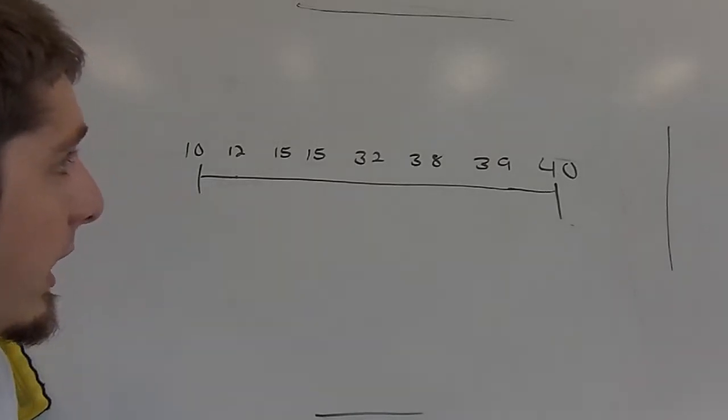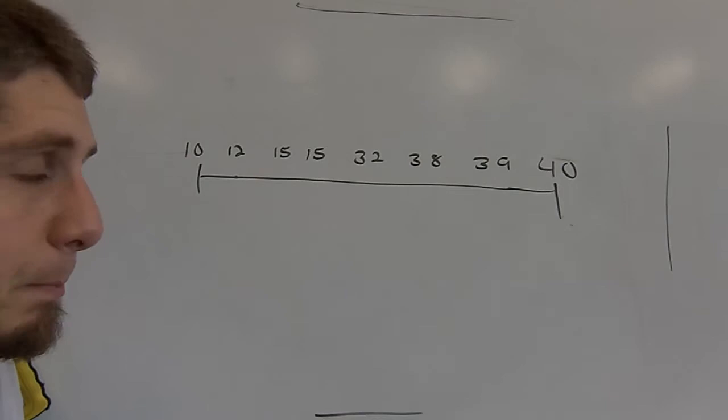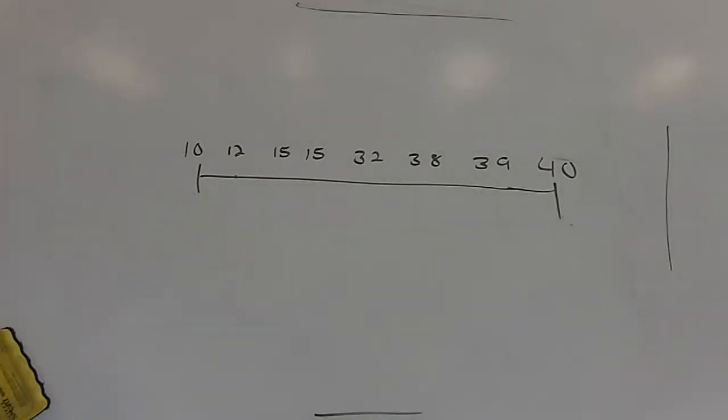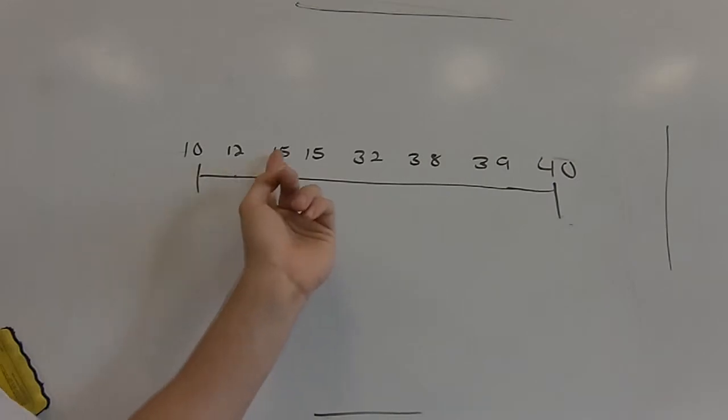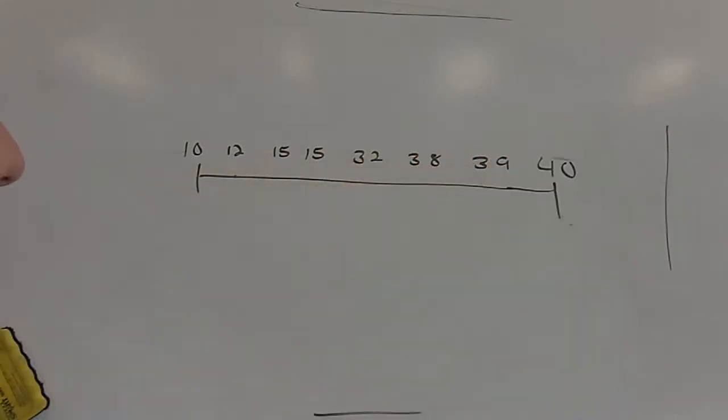So up on the board, I have a random set of data that I just made up. These numbers aren't anything special, but I have 1, 2, 3, 4, 5, 6, 7, 8 numbers up here on the board.